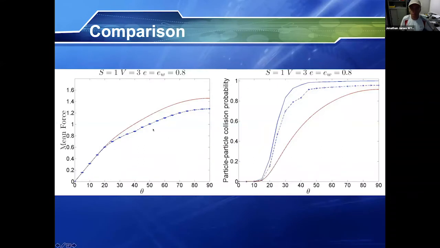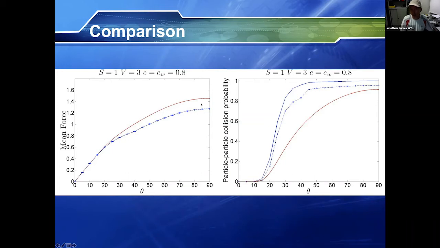Okay, so let's look at another plot. This is the mean force against the barrier angle. The red is the theoretical result, and the blue is the numerical result. Again, you can see that when we have a low angle, this works very well. When we have a bigger angle, it doesn't work so well, but this is not a very dilute jet. We have V equals 3, that's relatively closely packed, and we've got S equals 1, that's also relatively closely packed.